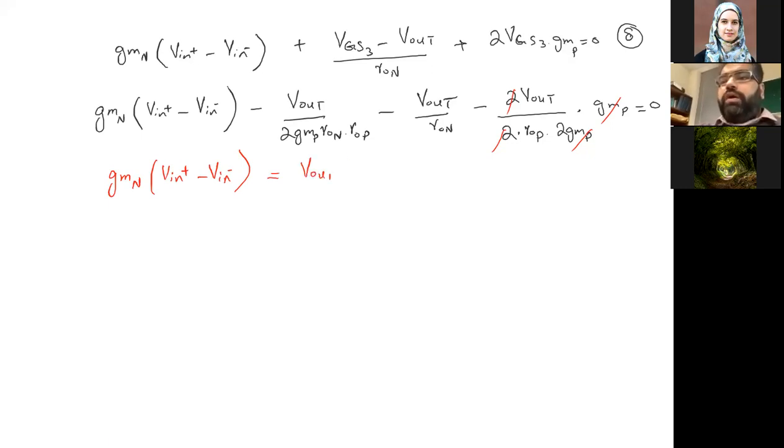V out. So V out will be 1 over 2 GMP RON ROP, plus, it's going to the other side, 1 over RON plus, if we just see that, we will be only left with a 1 over ROP. I guess I just write 2 times the factor of 2, it will be 1 time here, because I already incorporated 1 time. So that's what we are left with.